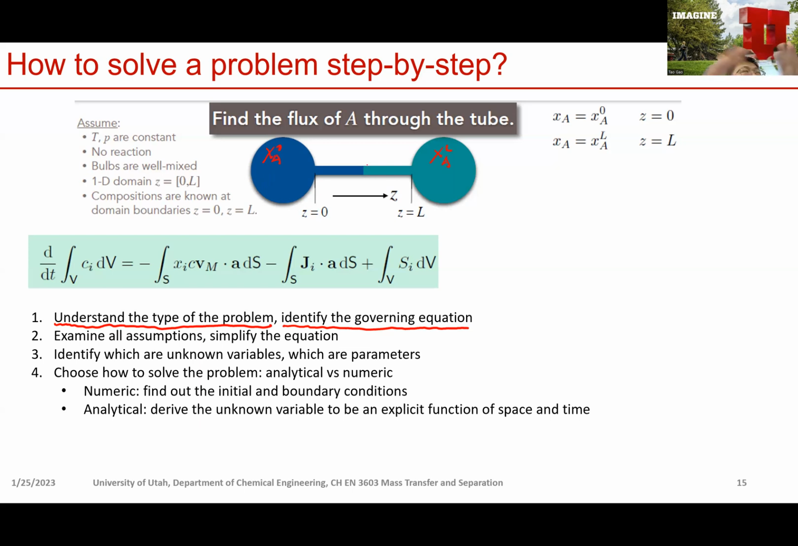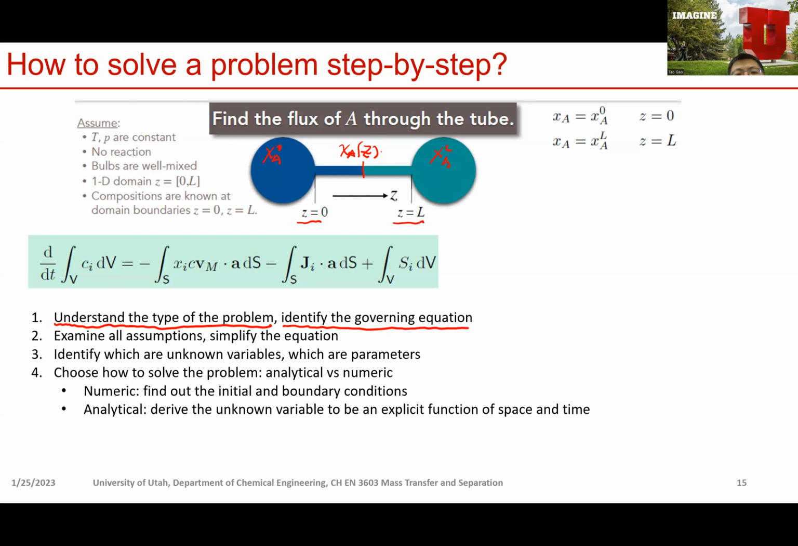At the very beginning, there's a wall separating the two bulbs. Before we remove this wall, we know the concentration in the bulb on the left and right, as well as in the tube in the left segment and the right segment. But the moment we remove this wall, there will be mass transfer happening, and the molar fraction of A is going to depend on the location z, where z changes from 0 to L.